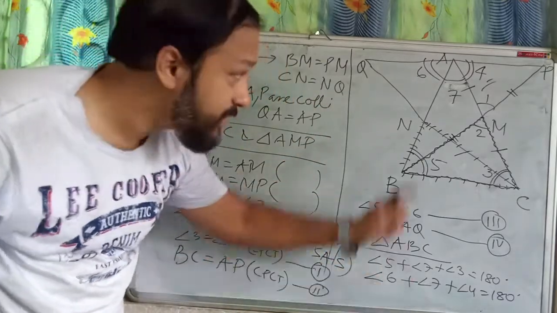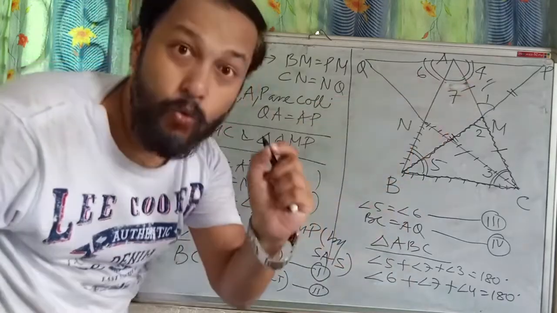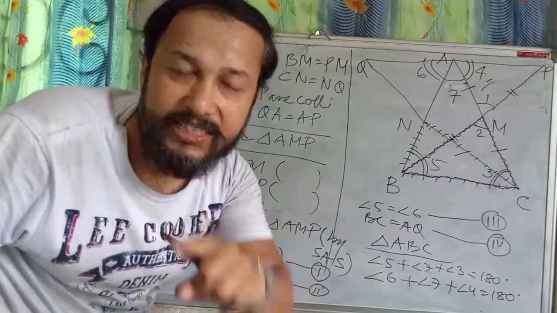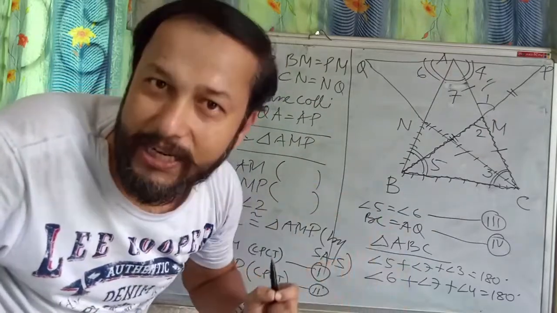But you have to write that since 6 plus 7 plus 4 is 180 degrees, that means Q, A, P is a straight line. That means Q, A, P are collinear.